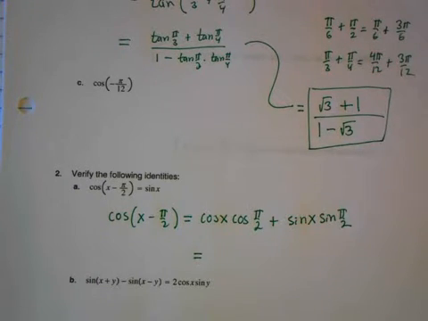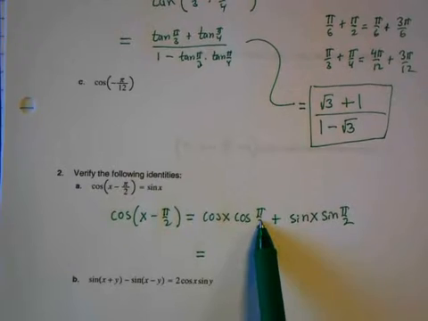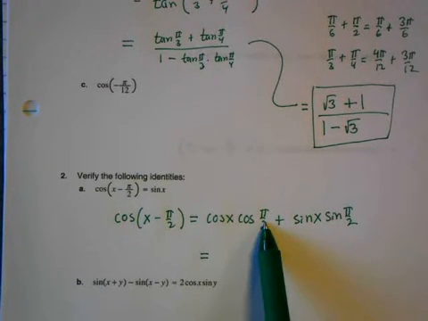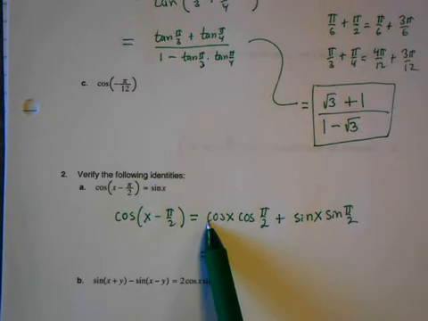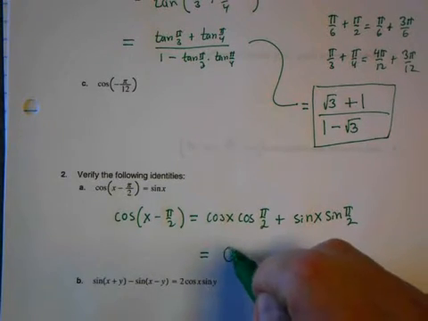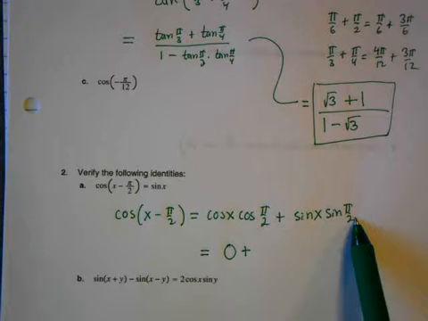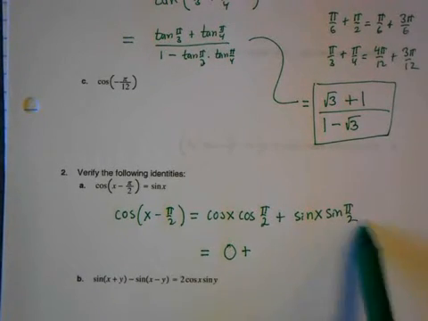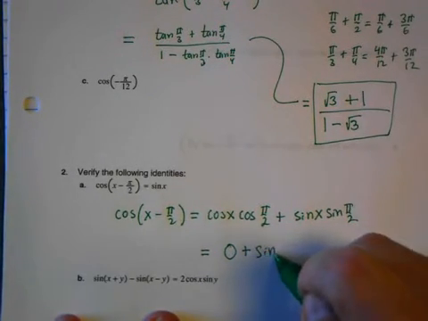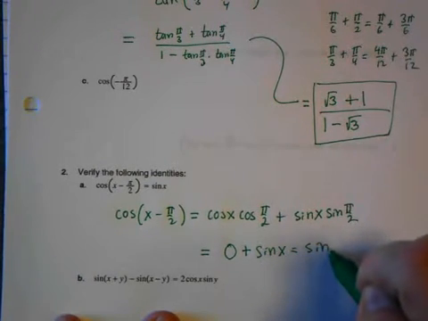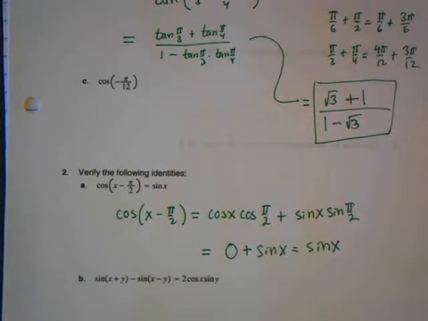And then I simplify. What's the cosine of pi over 2? That happens to be 0. What's 0 times cosine x? 0. So this one's 0. Plus, what's the sine of pi over 2? 1. And 1 times sine is sine. So we do end up with exactly sine x, just like we were supposed to end up with.